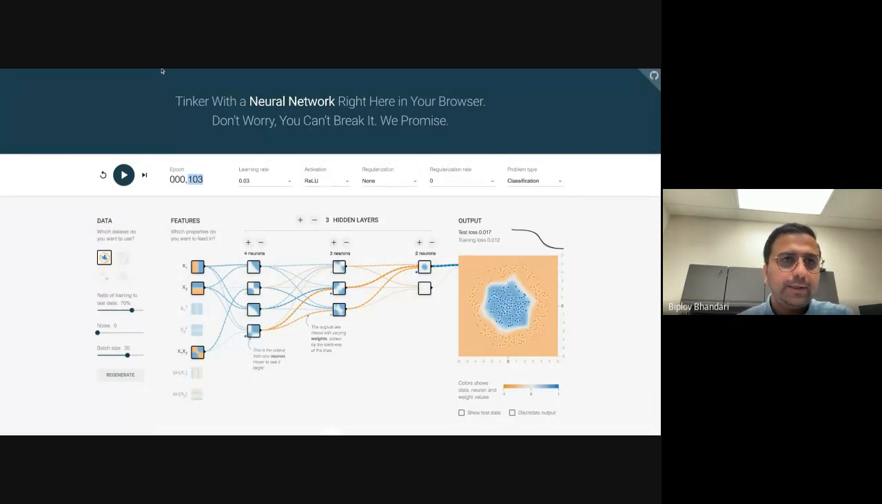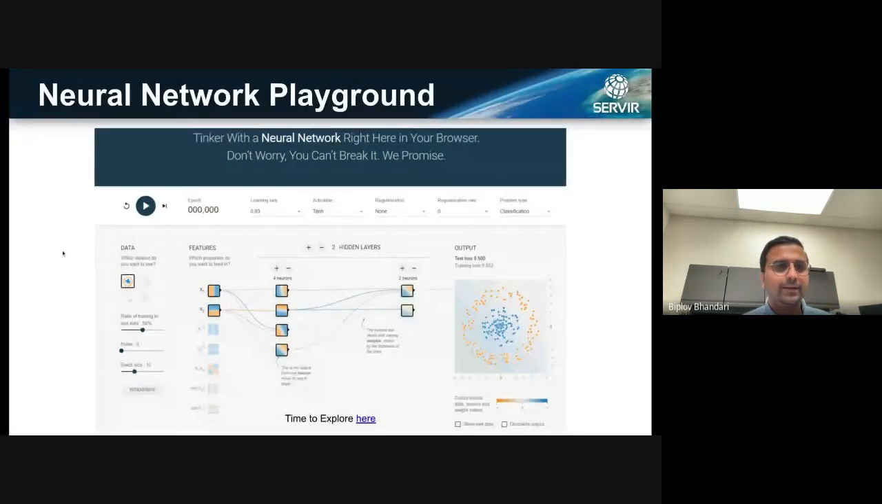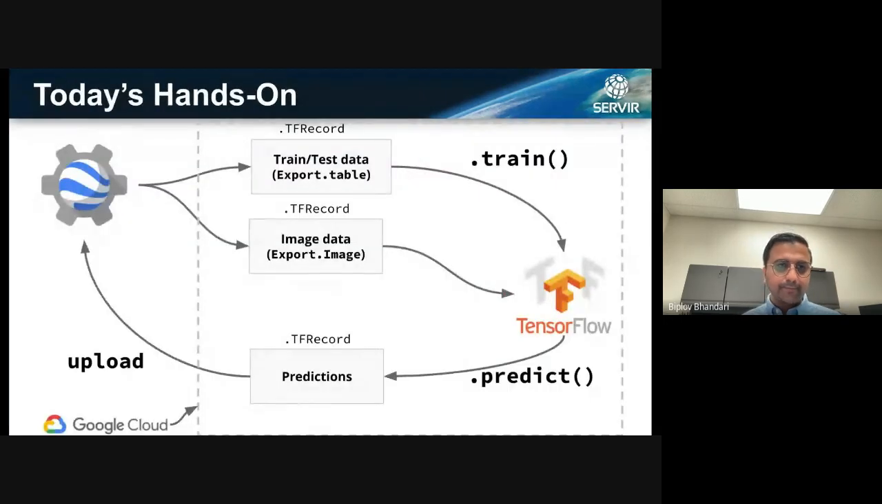Cool. So it's a really cool website put together by the TensorFlow team. I'll highly recommend you check it out. It will give you tons of ideas on how you should control some of these parameters.